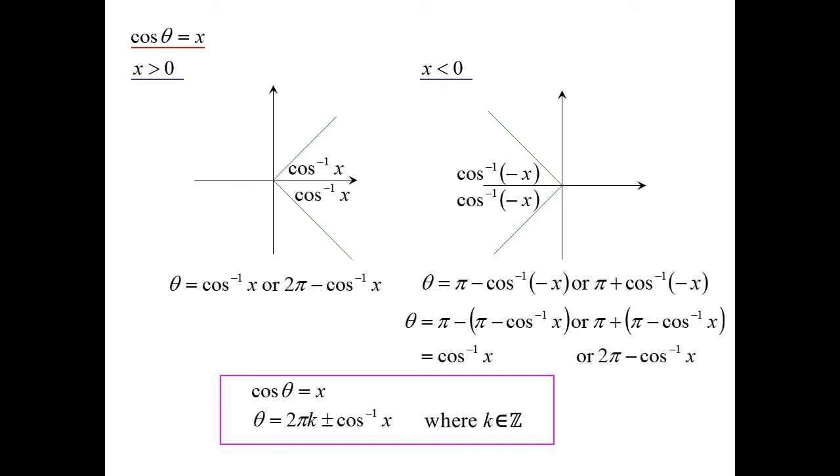So I get 2 pi plus the inverse cos of x, 4 pi minus the inverse cos of x. I could add on again, 4 pi plus. So we get multiples of 2 pi, both plus and minus the inverse cos of x. K again has to be an integer.